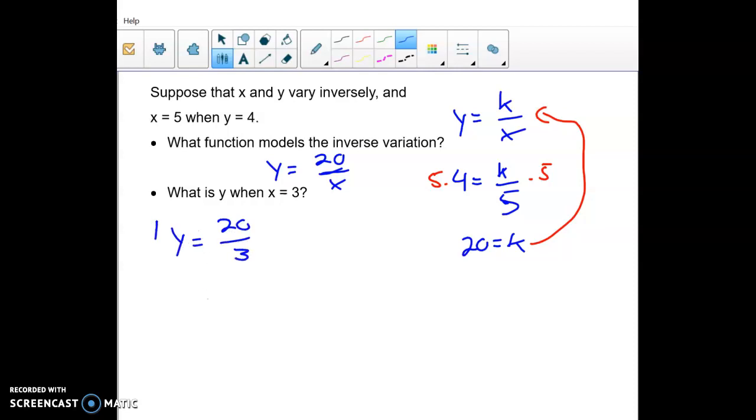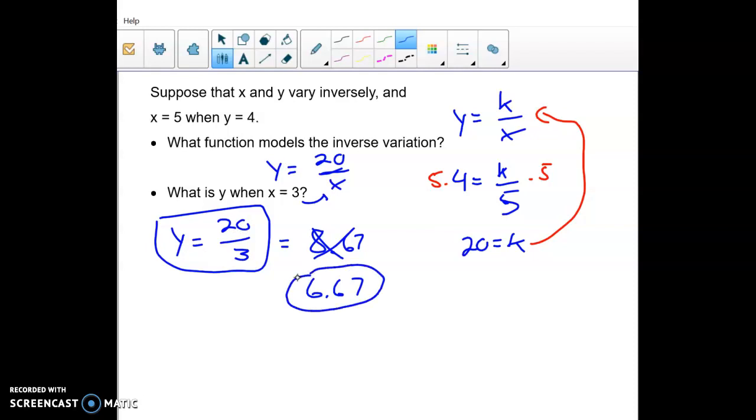You could actually just leave it that way, just put in the 3 and leave it as an improper fraction. If you want decimals, I believe that's like 8.67 or something like that. I want to check my math there. Yeah, that doesn't really seem right, does it? Maybe 6.67? Does that seem better? All right, I think that would be right. So there you go, that's it. We answered both parts. There's the function here, and when x is 3, y is 6.67.